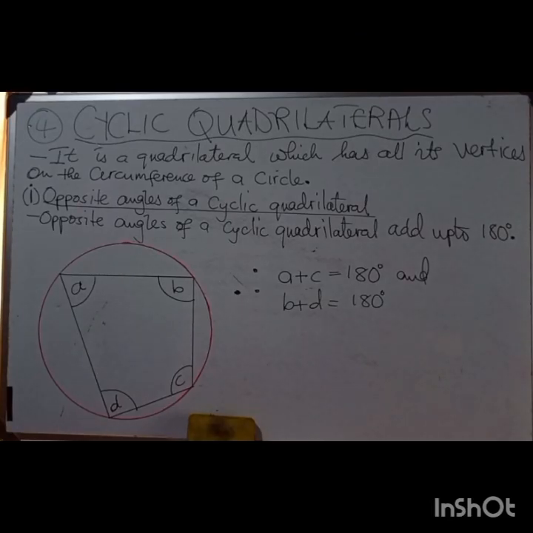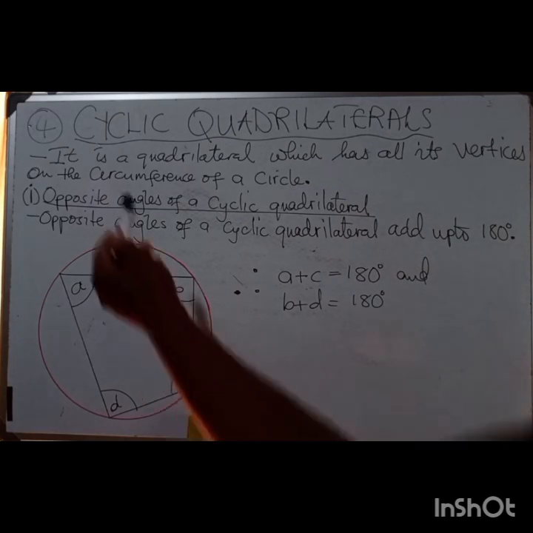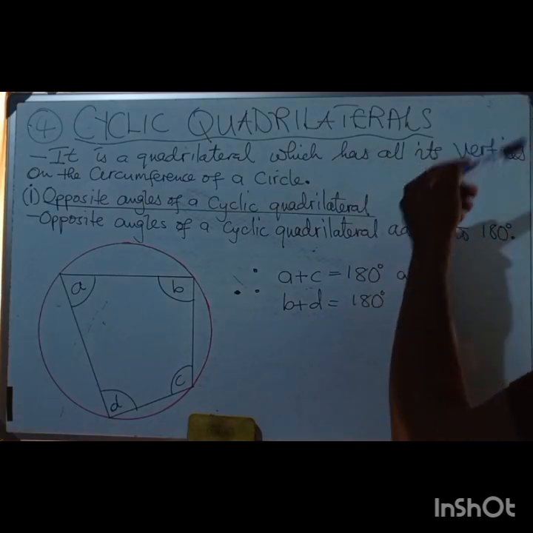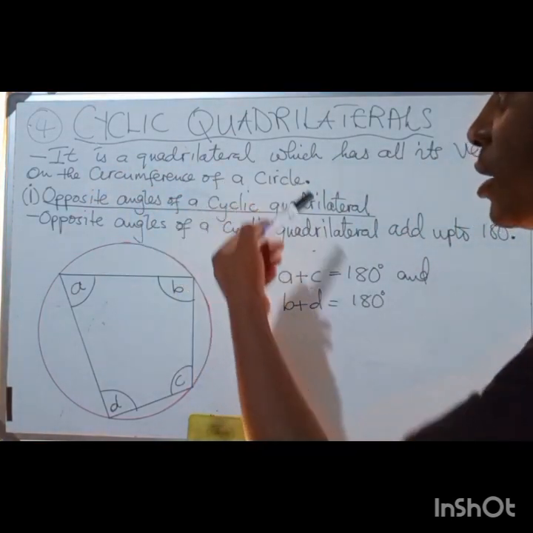We are now looking at cyclic quadrilaterals, these quadrilaterals which are found in a circle. Remember, we are looking at a circle theorem. So we are told that it is a quadrilateral which has all its vertices on the circumference of a circle.